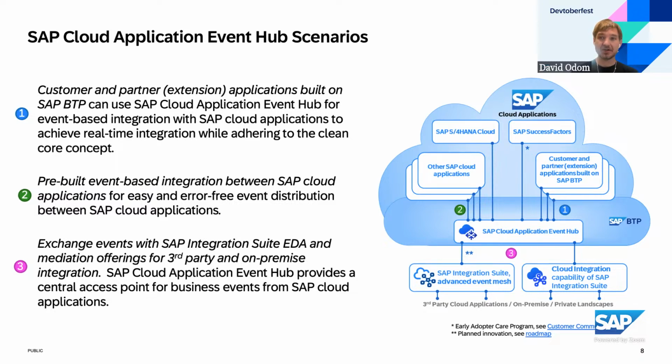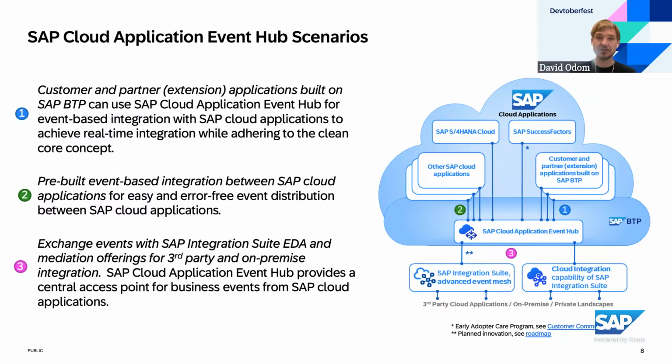Moving on from there, we have these scenarios 2 and 3, which aren't the focus today, but just so you know they're there. In scenario number 2, we have some pre-built event-based integrations between SAP Cloud applications. So these are integration content, which SAP is shipping and making available to you as a customer. You still have control. You turn these on, enable them, but it's a simple enablement, and then you can add some additional business context on top.